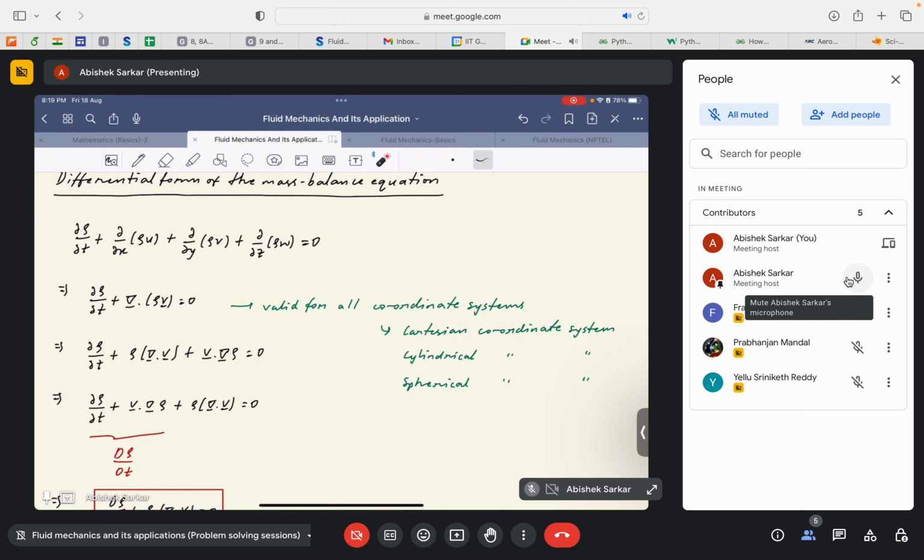But the vector form is universal and is valid for all coordinate systems. If there are any other coordinate systems that we can create or define, it will be valid for that also. But if you are trying to write this equation in the Cartesian coordinate system, this will be the form of the mass conservation: the differential form of mass conservation in Cartesian coordinates.